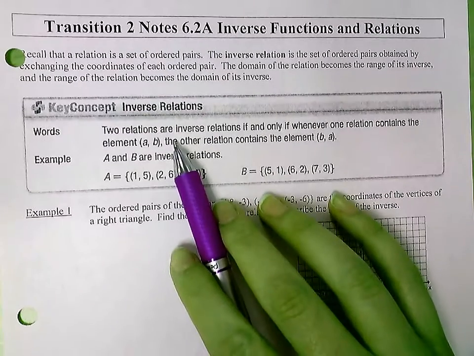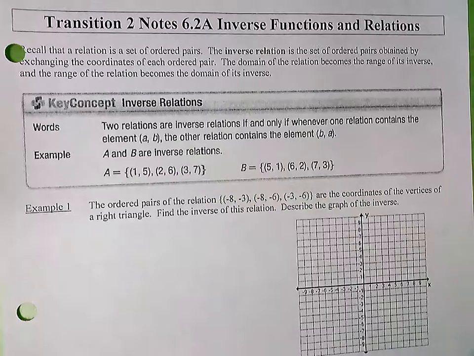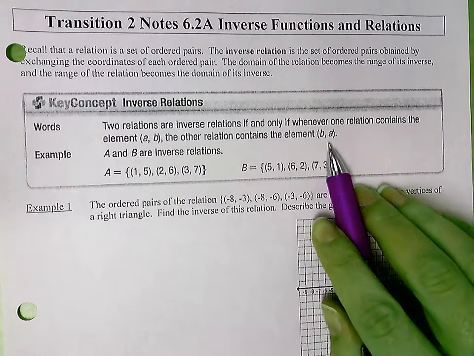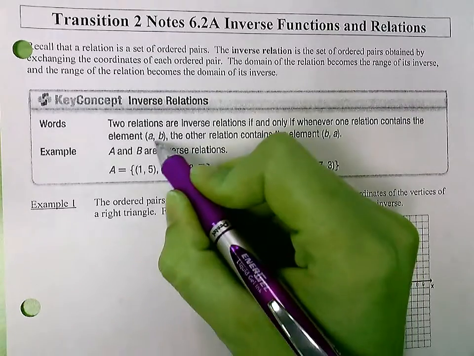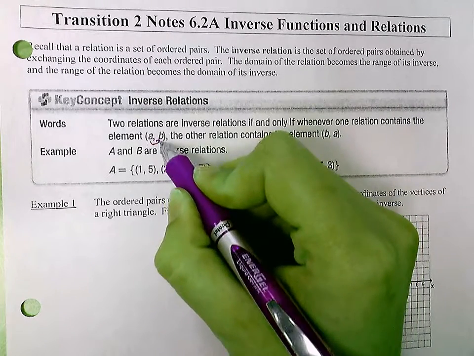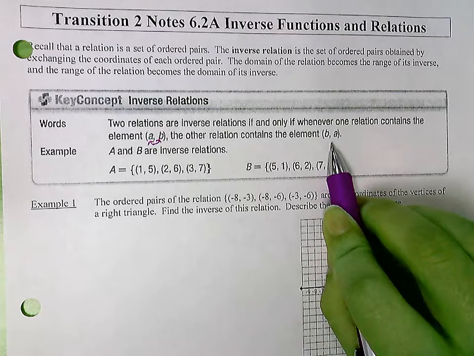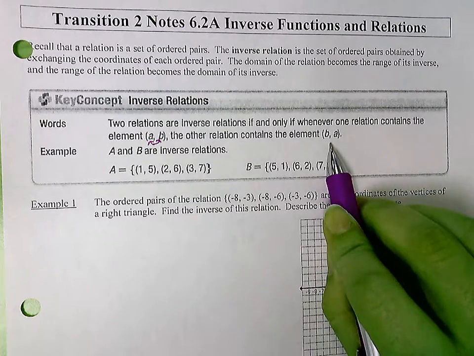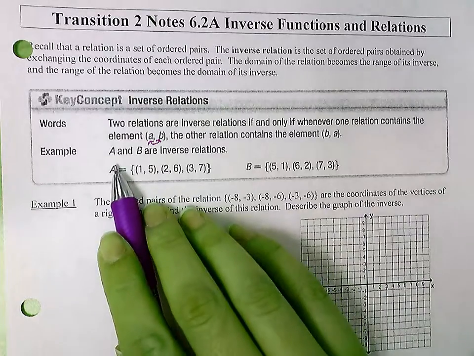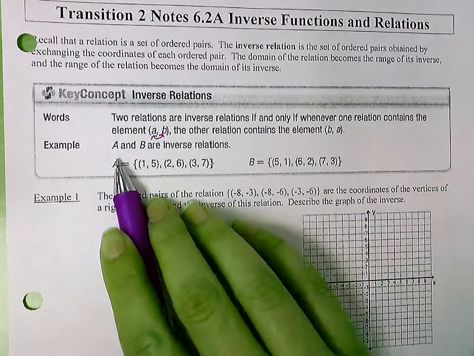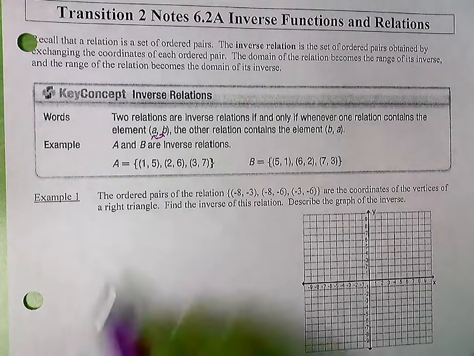Two relations are inverse relations if and only if whenever one relation contains the element a comma b, the other relation contains the element b comma a. So you can see that switching happening here to get here. You're flip-flopping your x and y value there. So over on the example, a and b are inverse relations.